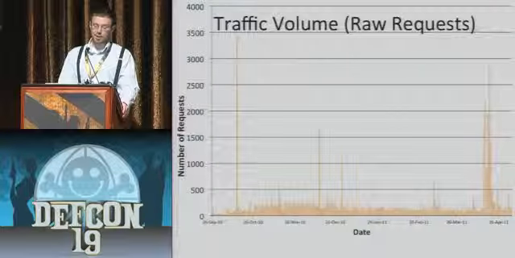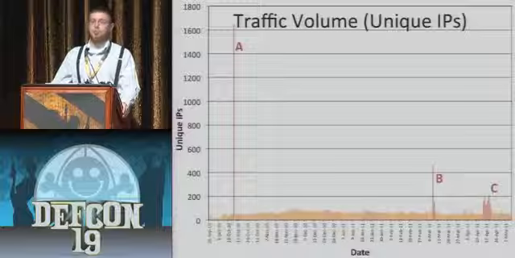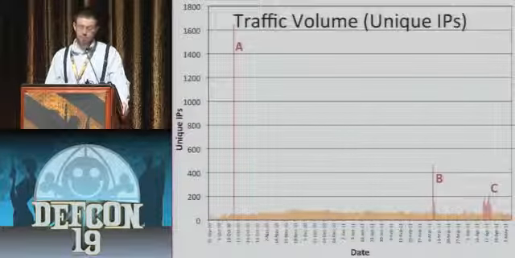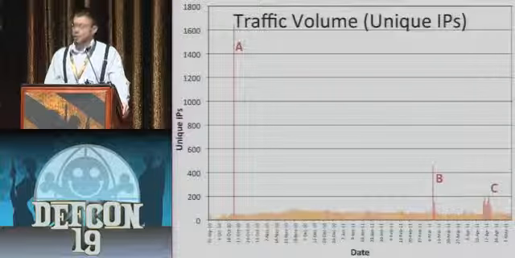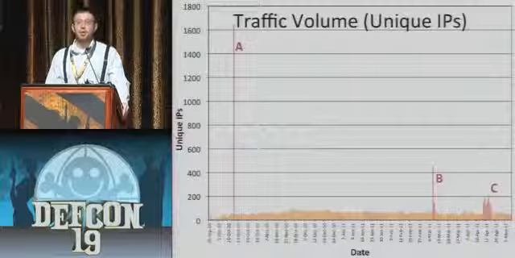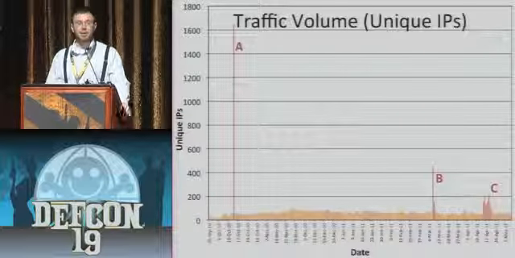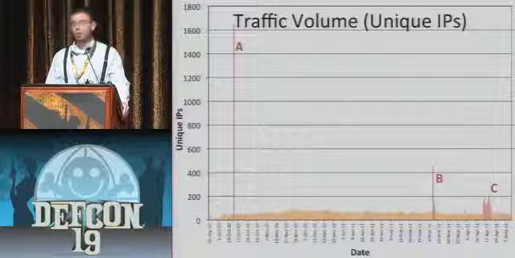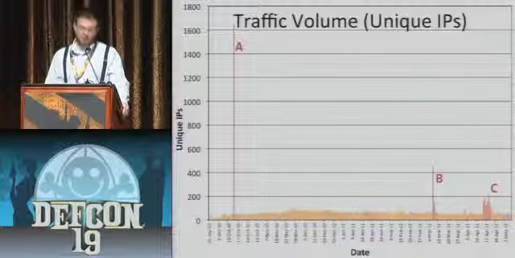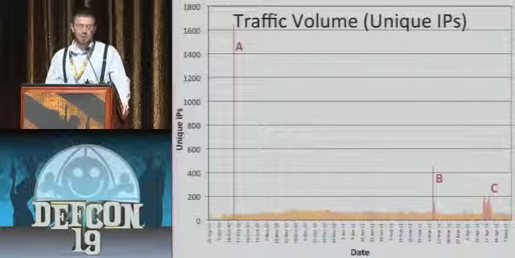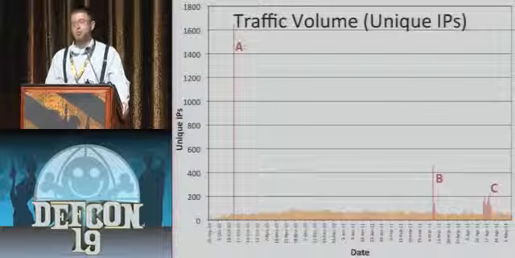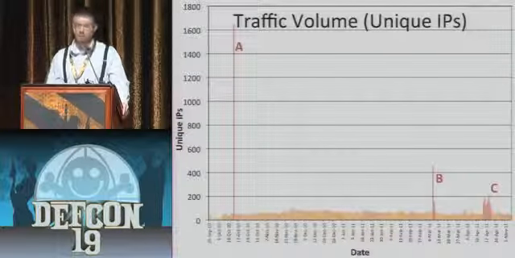So here instead is the traffic volume by unique IP address per day. Some of the peaks disappear, but others still remain. Aside from the steady stream of background noise, there are 3 major events labeled here as A, B, and C. Each of these was caused by Bitsquatting, and I will get into detail on these in the next few slides. So, what caused event A, which affected more than 1,600 unique IPs on the internet?